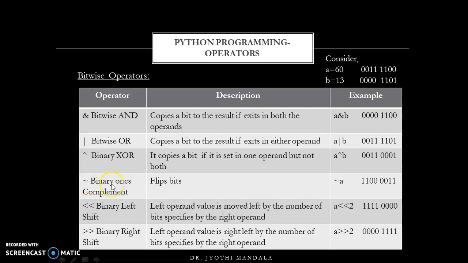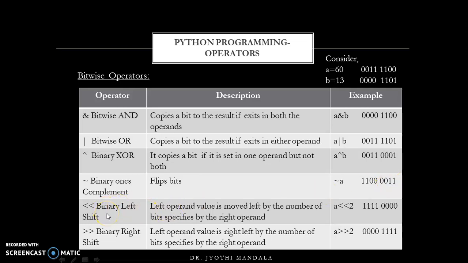Now binary one's complement. Binary one's complement just flips the bits. As an example, I'm considering the one's complement of A. Whatever value of A is there, earlier we had 0011, so that will be converted to 1100, and 1100 will be converted to 0011. Right? Next one is left shift.